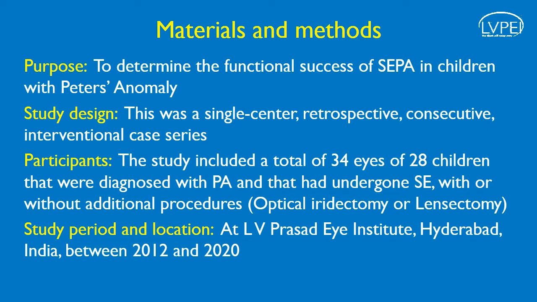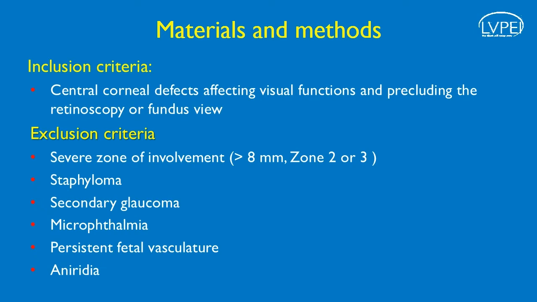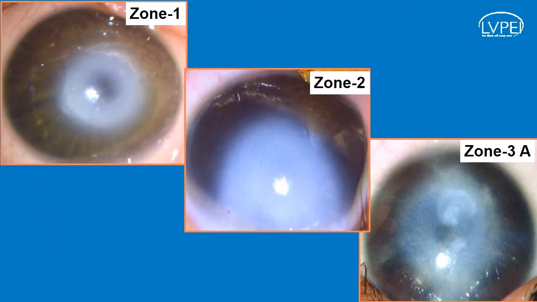The study included 34 eyes of 28 children with visually significant Peters anomaly that had undergone a selective endothelial removal with or without an additional procedure. The study was conducted at LV Prasad Eye Institute, Hyderabad, India, over a period of 8 years between 2012 and 2020. Based on the location and extent of the corneal opacification, the corneal opacity can be categorized into zones.